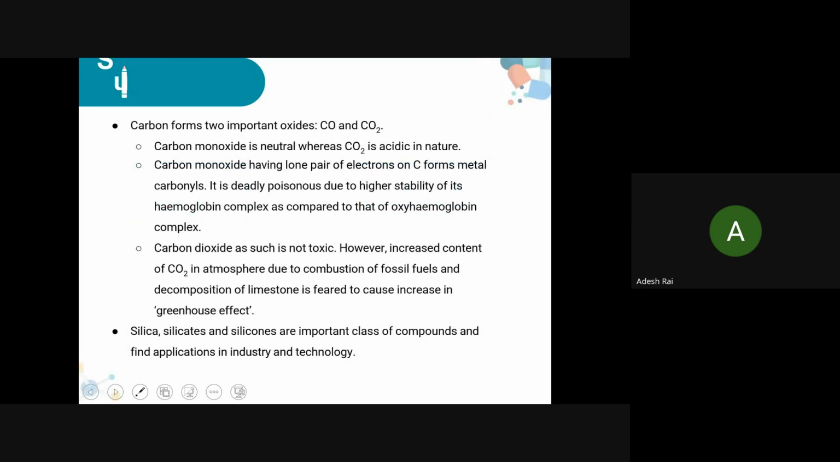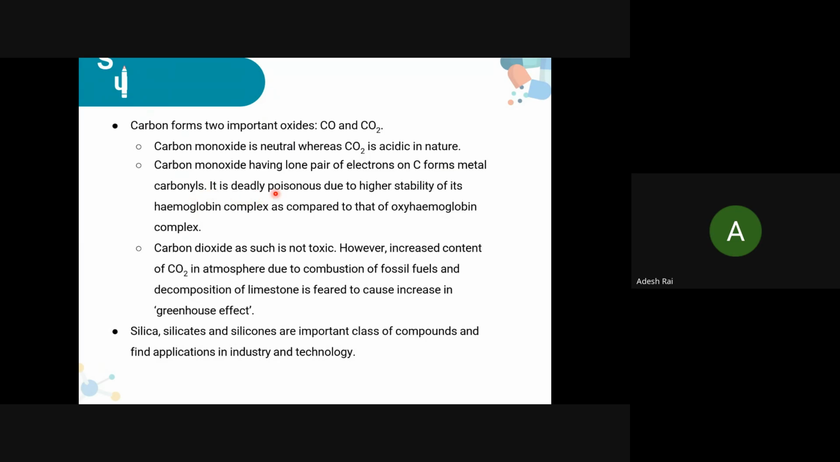I think we are at the end. Carbon forms two important oxides, CO and CO2, which we have already studied. This is just a revision. We'll go through it quickly. This slide can be used for revision of the whole PPT, whatever we have studied. Carbon monoxide is a neutral gas, whereas CO2 is acidic in nature. Carbon monoxide has a lone pair of electrons, so carbon is the donor atom. So carbon forms metal carbonyls.